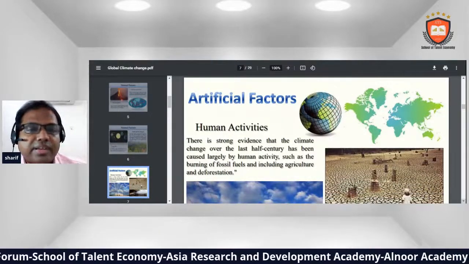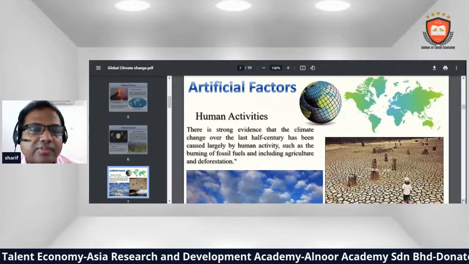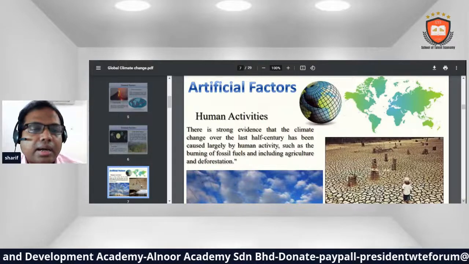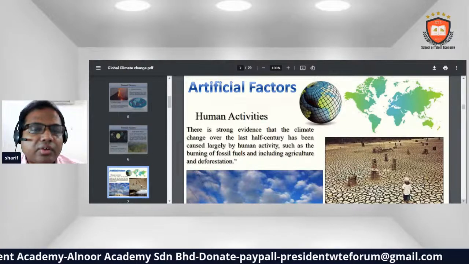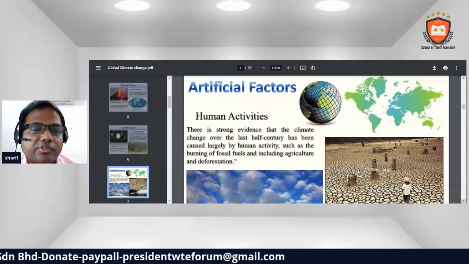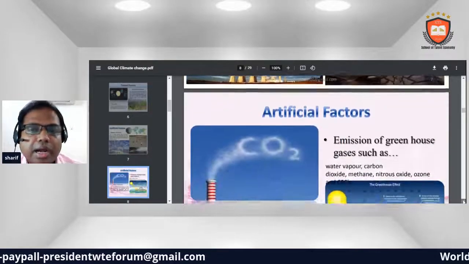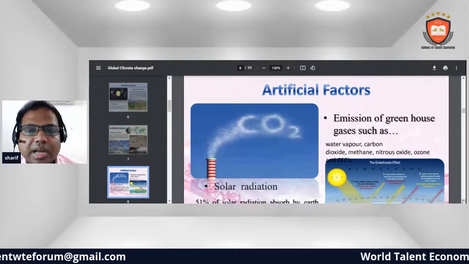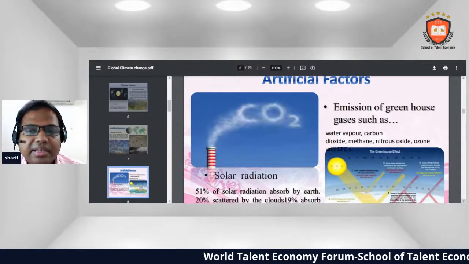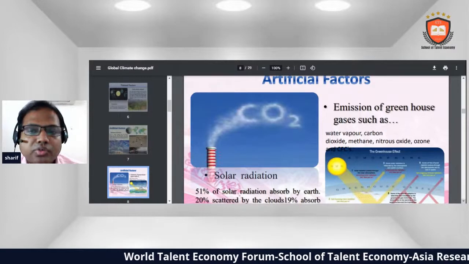Artificial factor: human activities. There is strong evidence that the climate change over the last half century has been caused largely by human activities, such as the burning of fossil fuels, agriculture, and deforestation. Artificial factor: emission of greenhouse gases such as water vapor, carbon dioxide, methane, nitrous oxide, ozone, and CFC.